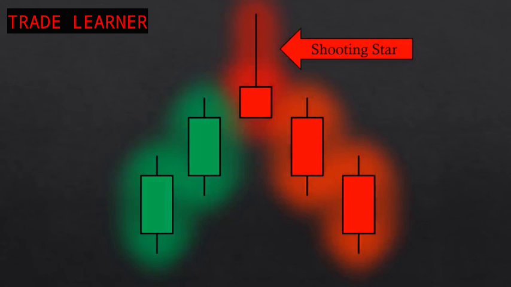Let's remember once again that this is just a signal. There's absolutely nothing that stops price from continuing going up after a shooting star pattern, just like with any other pattern. The next pattern we are going to study is the hanging man.